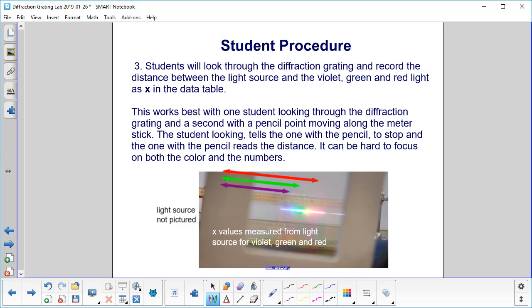So we have one student looking, and the student sees the violet light somewhere in this location. The other student has a pencil, and he's pointing down to where the student looking through the grating thinks he sees the violet, and whenever that pencil point aligns, that's the distance you measure off of the meter stick. So that would be where violet is, green is over here, and red is here. So it's a two-person operation.